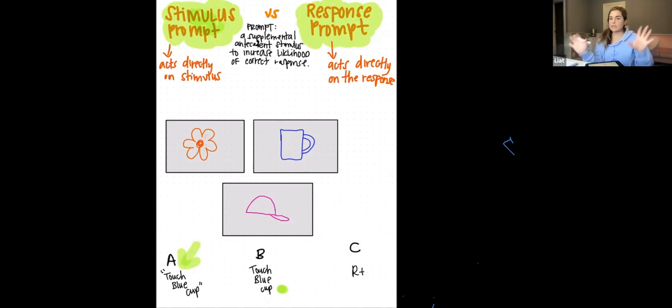But if it's a response prompt in this example, I'm not doing anything to the stimuli. I still have the 3 cards sitting there, right? So that's a response prompt. I'm doing something to the response, right? I could gesture, whatever it is, but I'm letting you know how I need you to respond. Guiding your actual response.